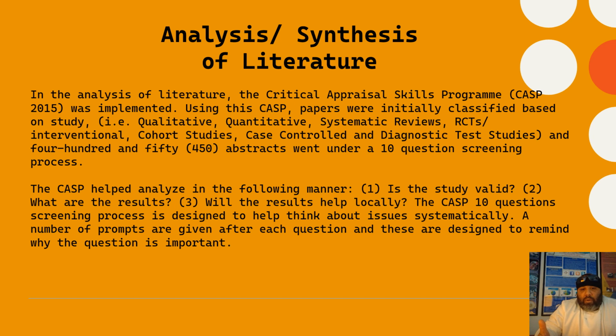Number three, would the results help locally? And the CASP 10 questions. Those are just 3 of the questions, and in the CASP there are 10 particular questions. The CASP 10 questions screening process is generally designed for investigators and researchers to help think about issues systematically. A number of prompts are given after each question, and these are designed really to remind why the question was important in the first place.